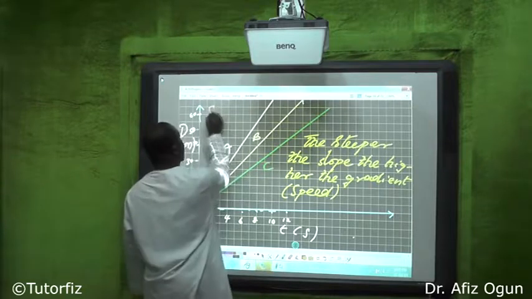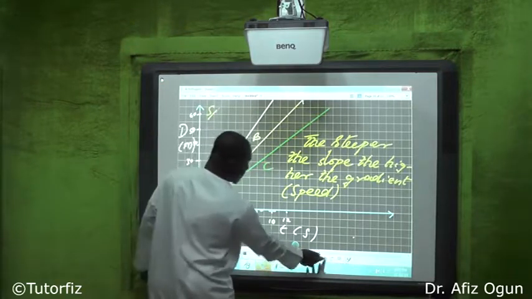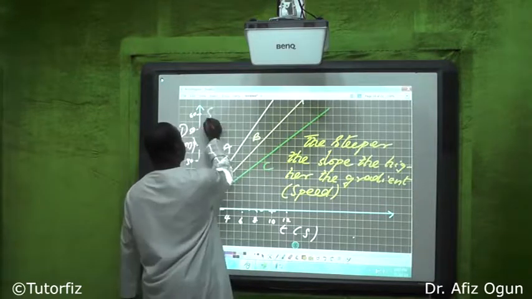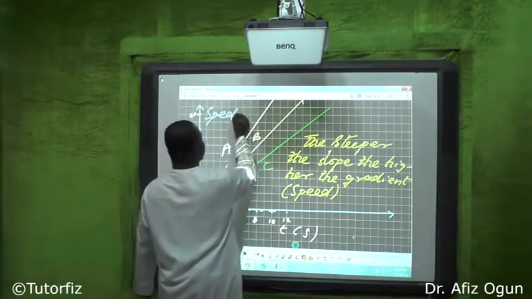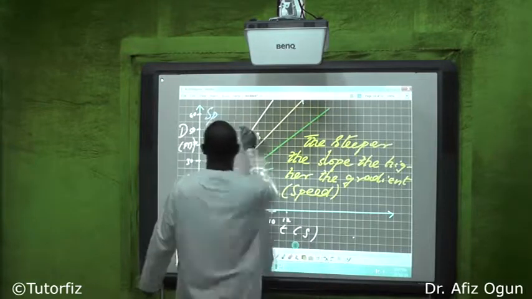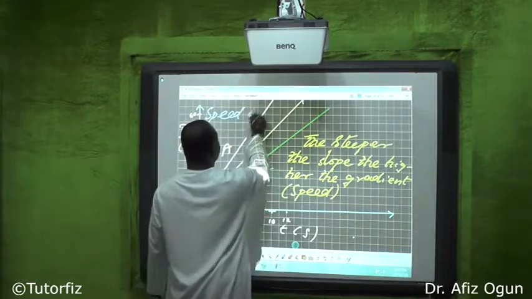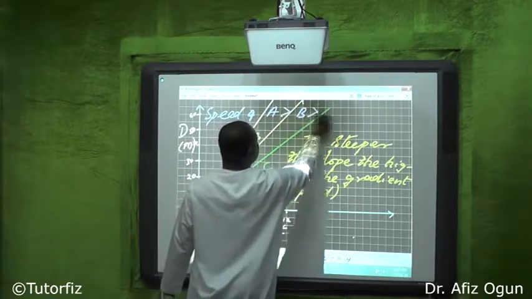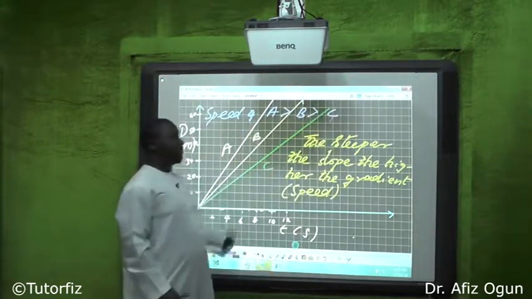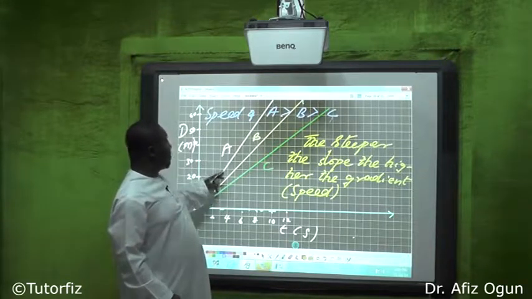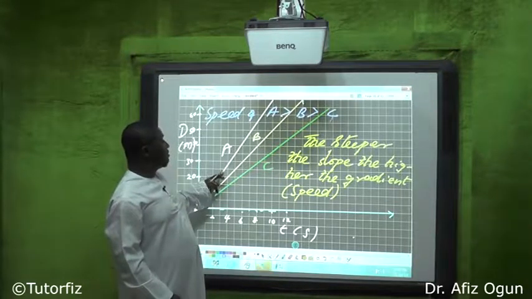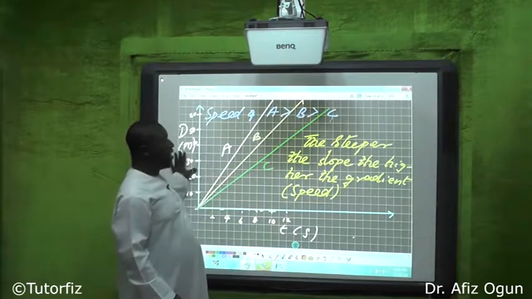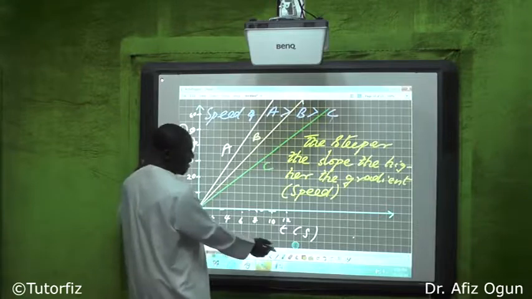So the speed of A is greater than the speed of B, and B is greater than the speed of C. C has the least speed here because this is the steepest, followed by this, and this is the most gentle of all. So now, what if a body starts?